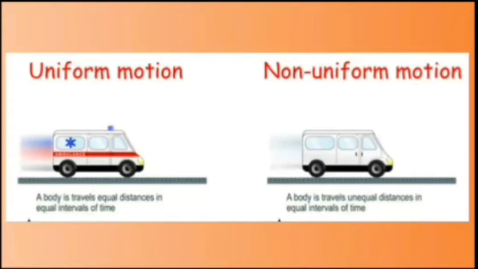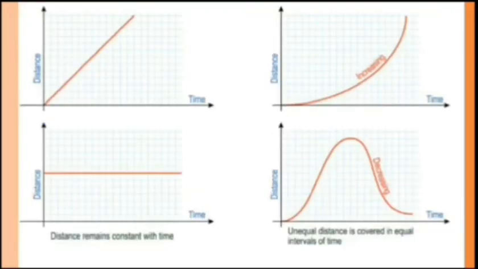We can see some of the differences here between uniform motion and non-uniform motion. In uniform motion, a body travels equal distance in equal intervals of time, whereas in non-uniform motion, a body travels unequal distance in equal intervals of time. For a uniform motion, distance remains constant. For a non-uniform motion, distance varies with respect to time. You can see the graph over here for distance upon time. It is constant for uniform motion and it is varying for non-uniform motion. It may increase or decrease.